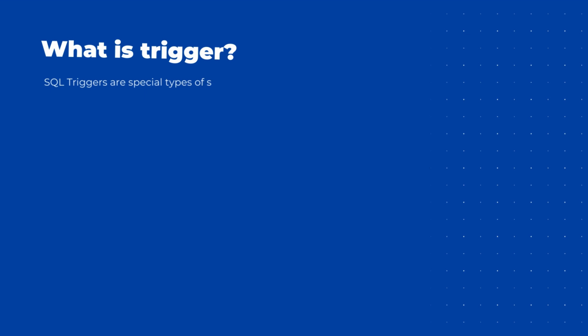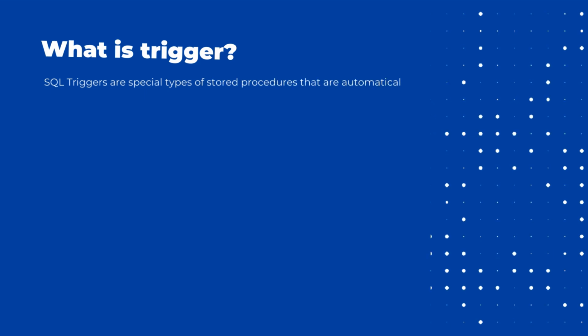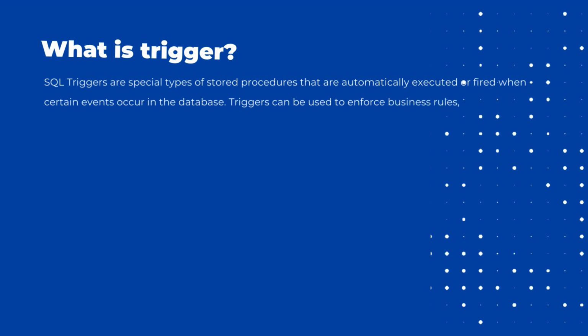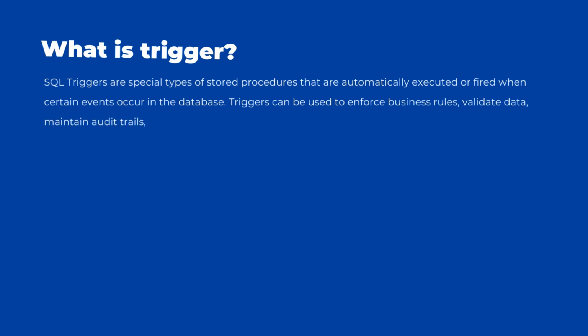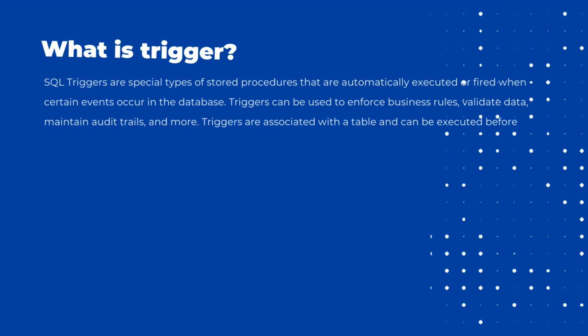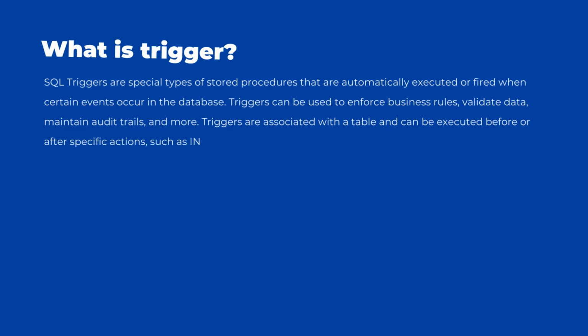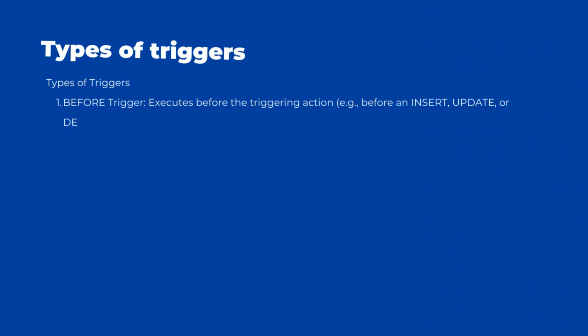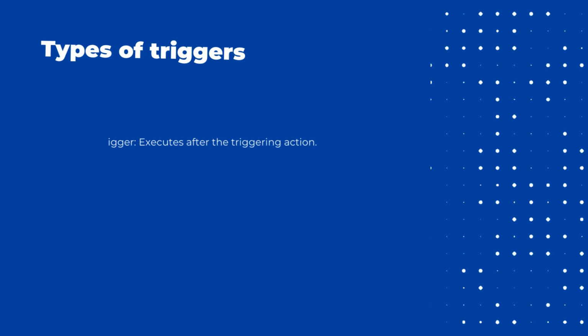SQL triggers are special types of stored procedures that are automatically executed or fired when certain events occur in the database. Triggers can be used to enforce business rules, validate data, maintain audit trails, and more. Triggers are associated with a table and can be executed before or after specific actions such as insert, update, or delete. Types of triggers: a before trigger executes before the triggering action, e.g., before an insert, update, or delete. An after trigger executes after the triggering action.